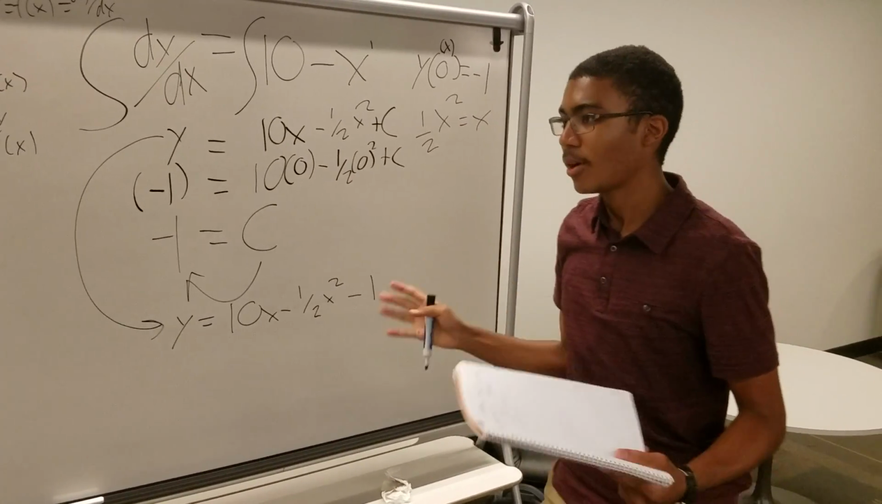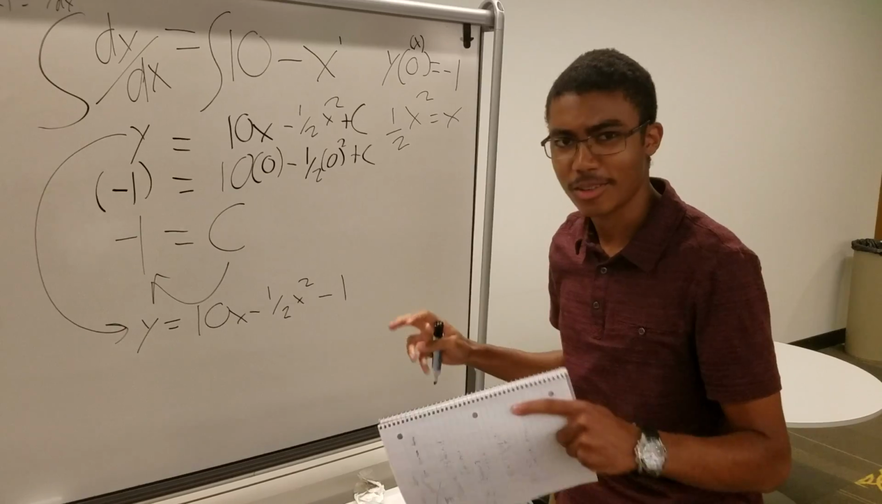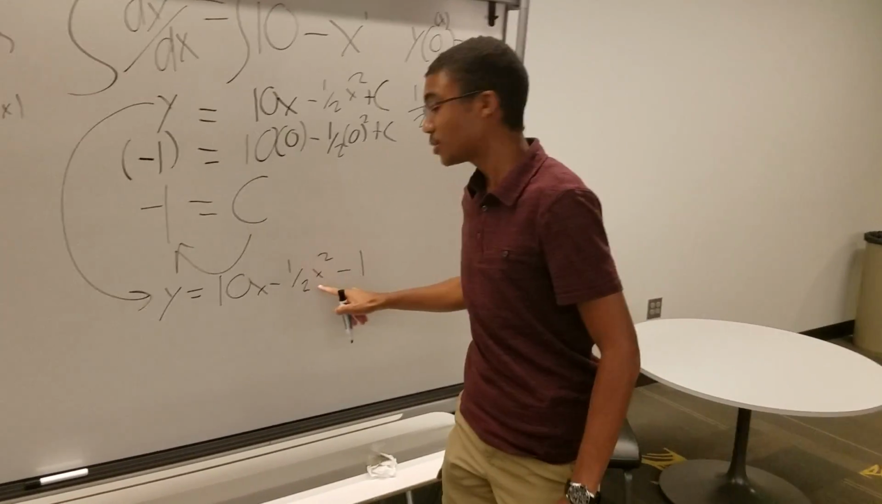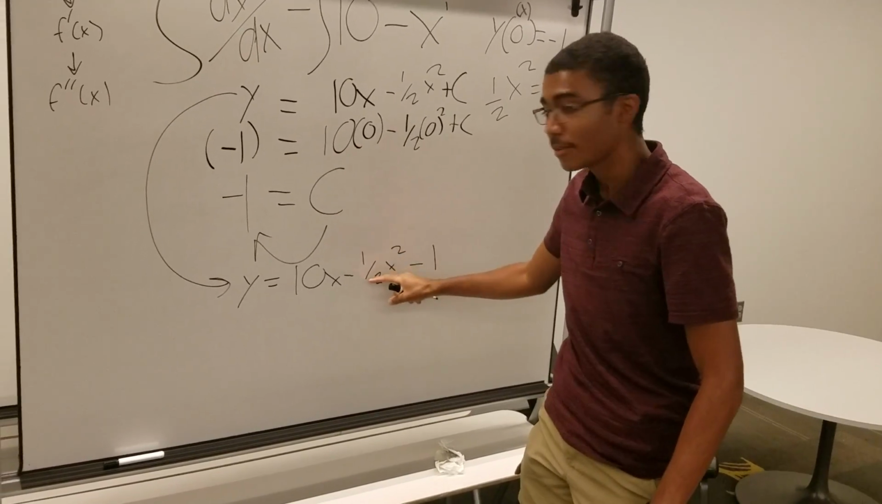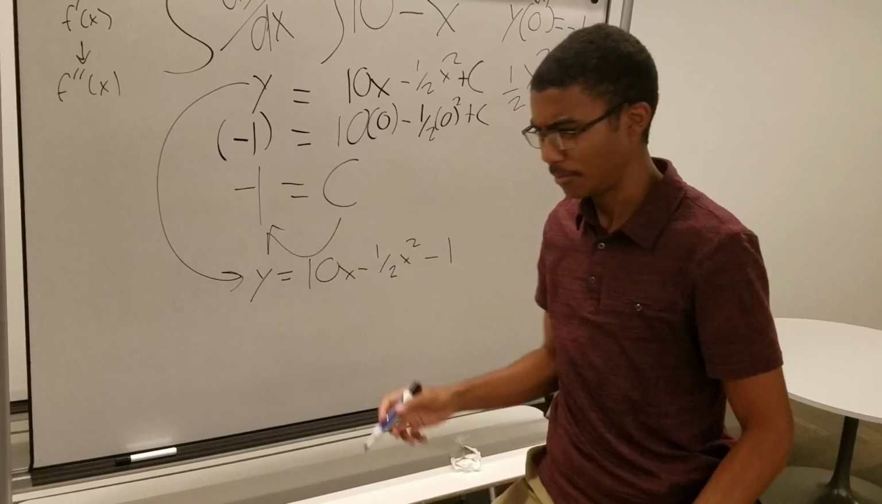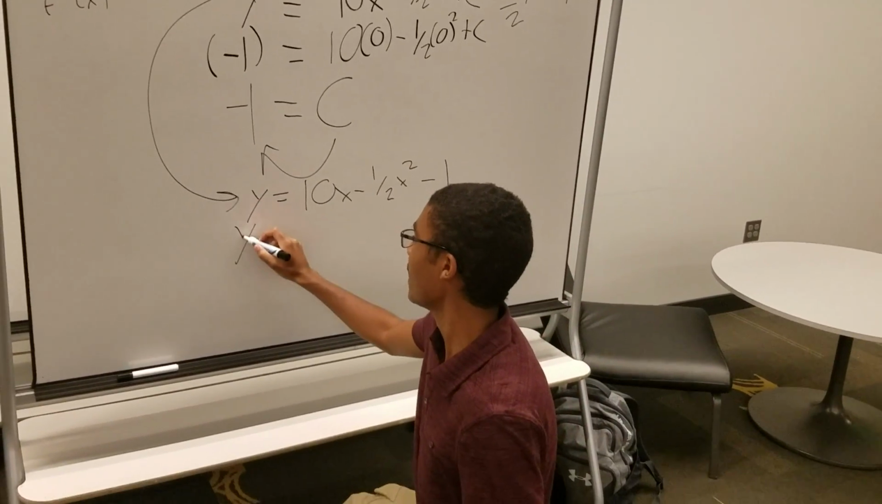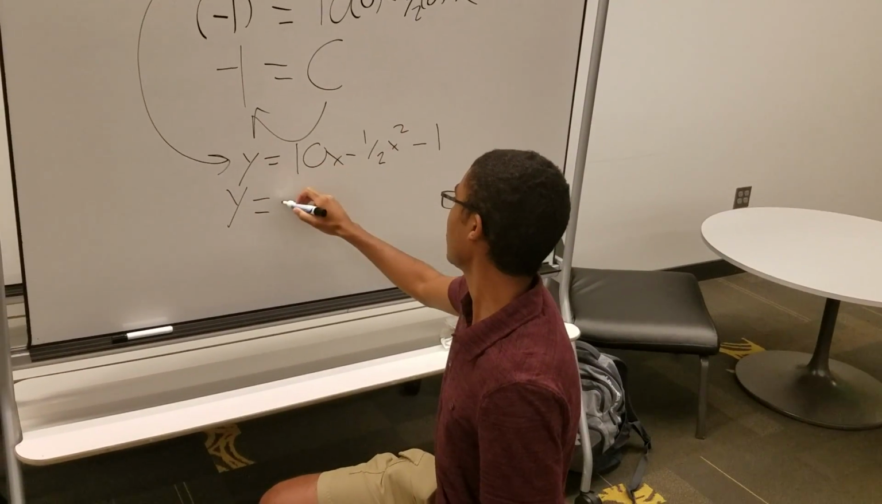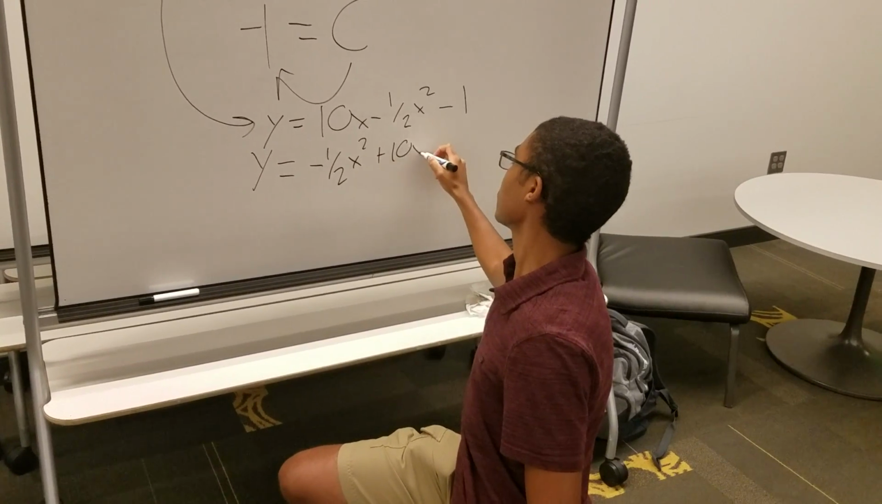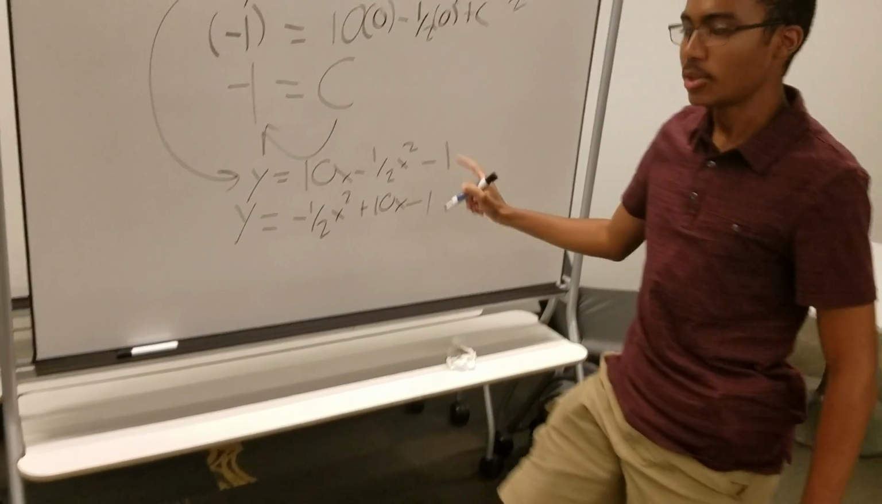And also just a small syntactical note, if your teacher's kind of a stickler for math syntax, as I like to call it, you want to put the part of the function with the highest power first. You'd put it like this. You'd say y is equal to, just switching this around, -1/2 x squared plus 10x minus 1. That's the only difference.